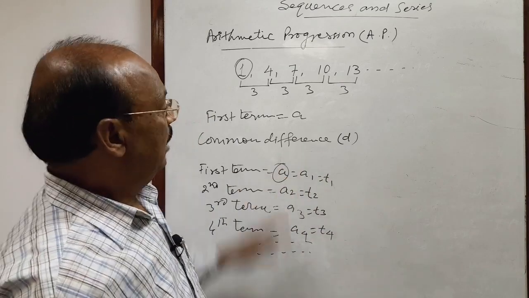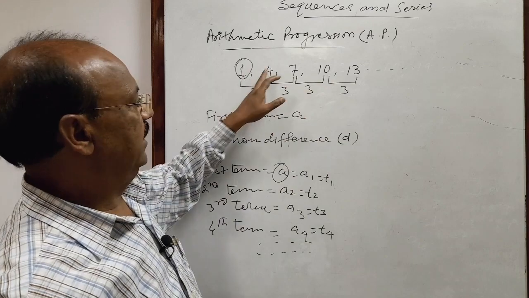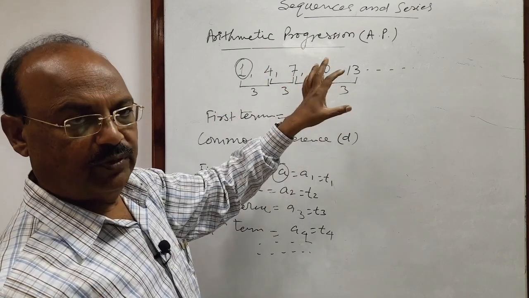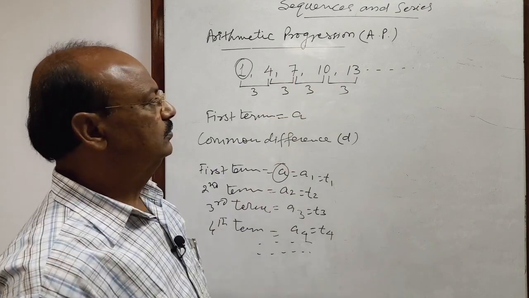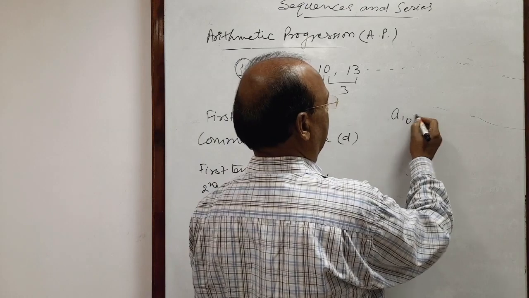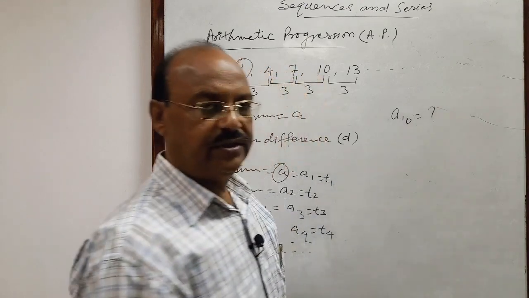Correct? How many terms are here? First, second, third, fourth, fifth. 5 terms are here in this arithmetic progression. Suppose we want to know the value of the 10th term. How to get it?